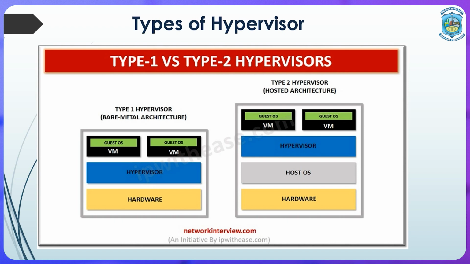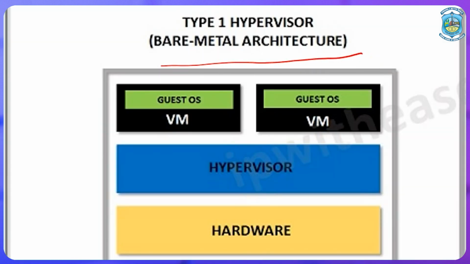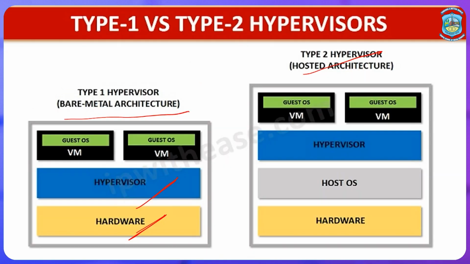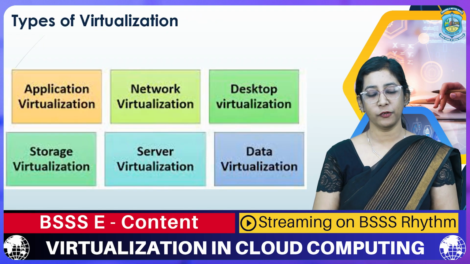The type 1 hypervisor is bare metal architecture in which the hypervisor is loaded on top of the hardware itself. There is no intermediate layer, it is loaded directly on top of hardware. Whereas in type 2 hypervisor, that is the hosted architecture, the hypervisor is loaded on top of an operating system, which is on top of your hardware. So that's how the types of hypervisor are divided.